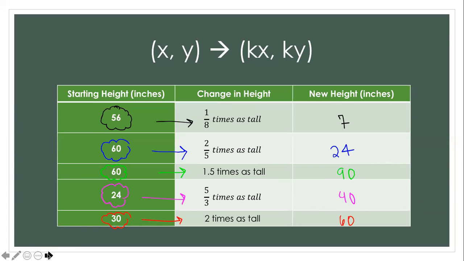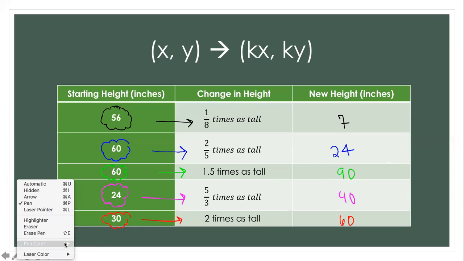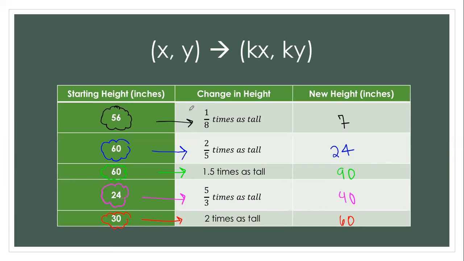So I want you to look at these numbers, and right now, just in your head, make some observations. I want you to look at what happened. When I multiplied 56 times 1/8, what happened to my number? When I did 60 times 2/5, what happened to the number? 60 times 1.5? 24 times 5/3? 30 times 2? See if you can make an observation here. There's something very specific that happened based on the number that it was multiplied by. So just think. If you feel like you know, you can go ahead and raise your hand and say what you think it is.